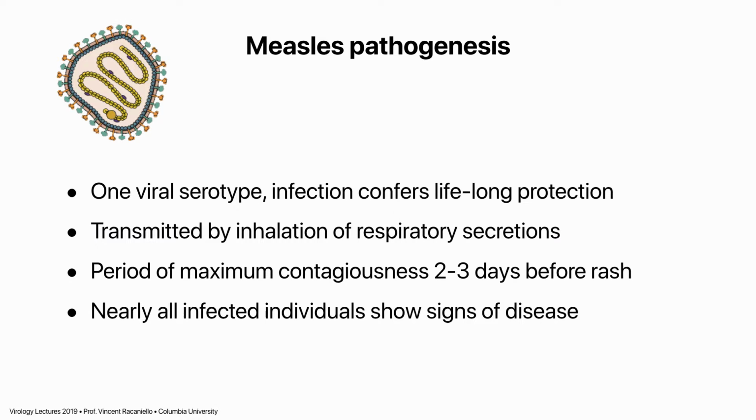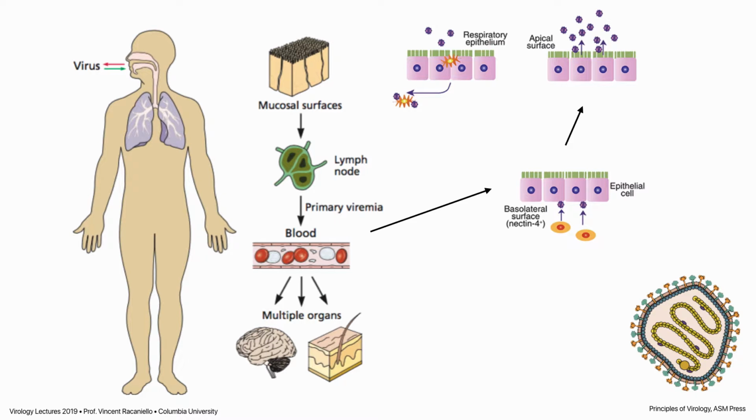This is transmitted by respiratory aerosols, very much like influenza virus. You are actually contagious before the rash appears. So you are exhaling virus before you have obvious symptoms of measles. So this presents a problem in school situations, right, where kids can be sitting in class exhaling measles virus. Now, we don't have that much anymore because kids are vaccinated for the most part, but in the days before vaccination, it was how transmission occurred. And here, in contrast to polio, nearly all infected individuals show signs of disease, i.e. the rash.